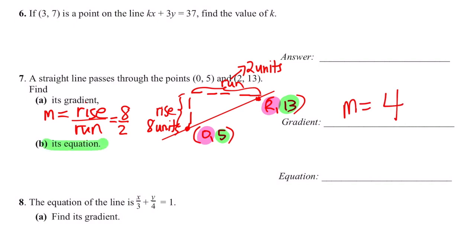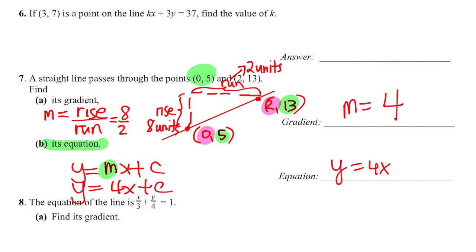The general equation of a line is in the form y equals mx plus c. So we have the gradient already, the equation must be y equals 4x plus c. But the point (0,5) is a y-intercept. Therefore the equation of the line is y equals 4x plus 5.